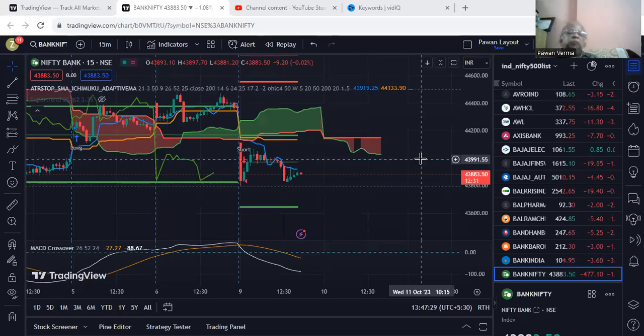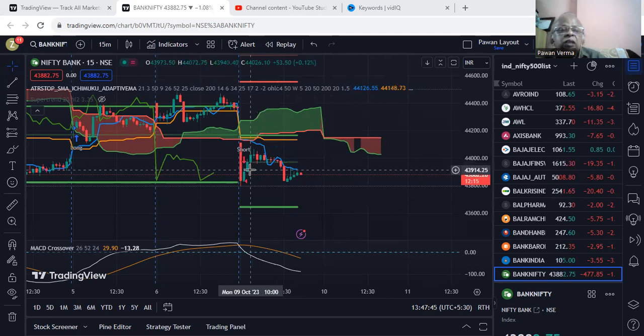So this is the chart of Bank Nifty where we are observing that the Bank Nifty has a gap down opening and thereafter the Tenkan-sen and Kijun-sen crossover is reflected at around 10 a.m. today. Thereafter, we have to decide the trigger price. What should be the trigger price?